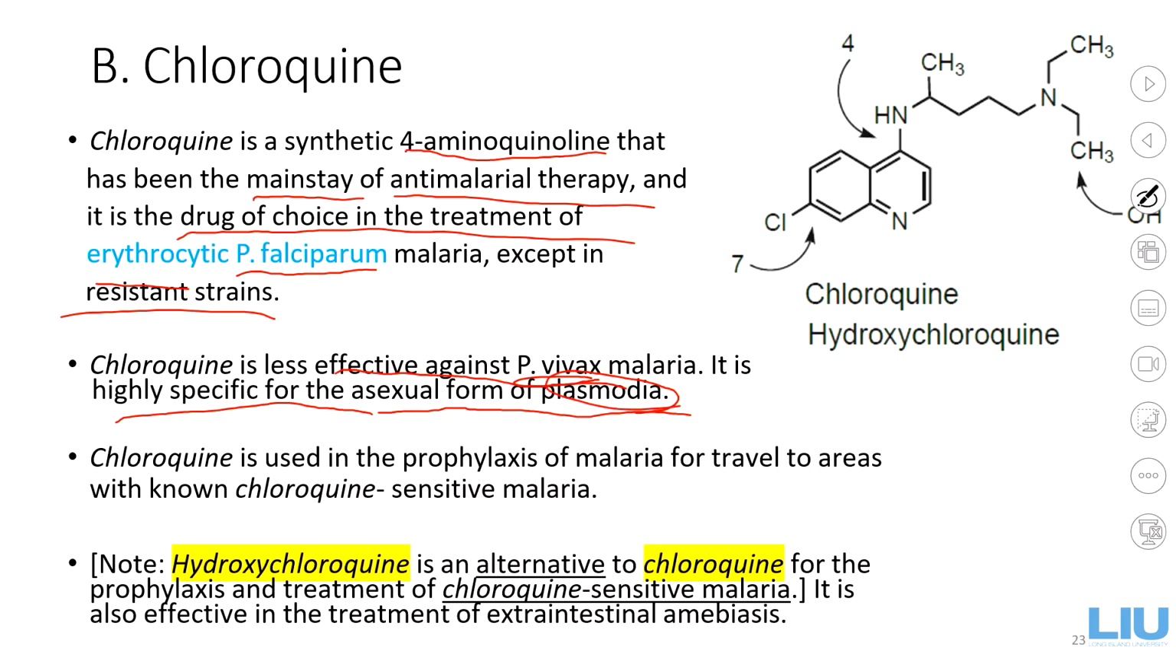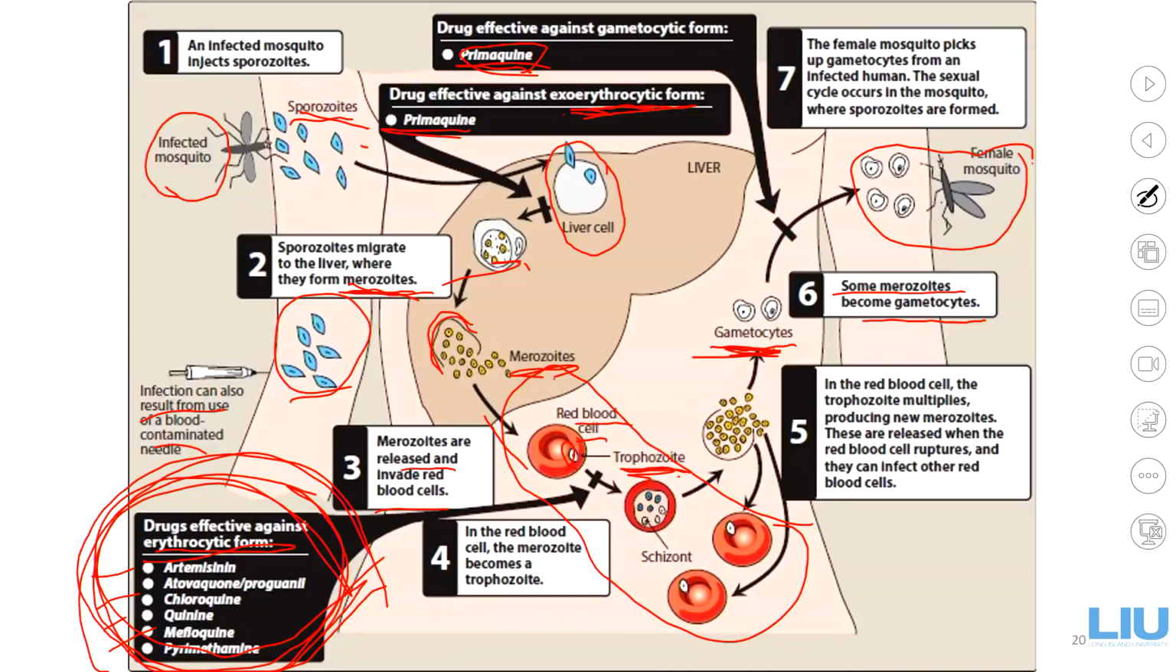Okay, which is, I believe, the gametocyte. I think it's called. I think that's the asexual form.